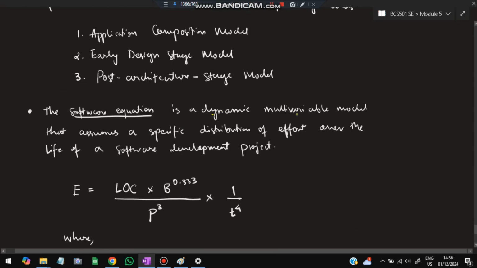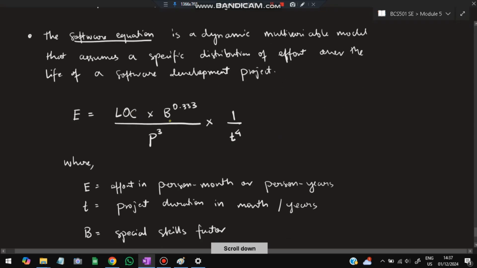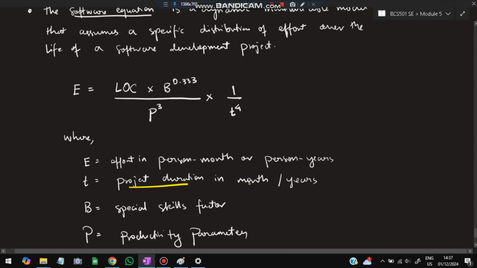Software equation is a dynamic multivariable model that assumes a specific distribution of effort. Distribution of effort means which projects, how many things are required for that, and what efforts are required in those things over the life of a software development project. Here we use E = [LOC × B^0.333 / P^3] × (1/t^4). E is the effort in person months, so we get effort in person months or person years. T is the project duration in months or years. If you are calculating for months, it is months; if for years, it is years.